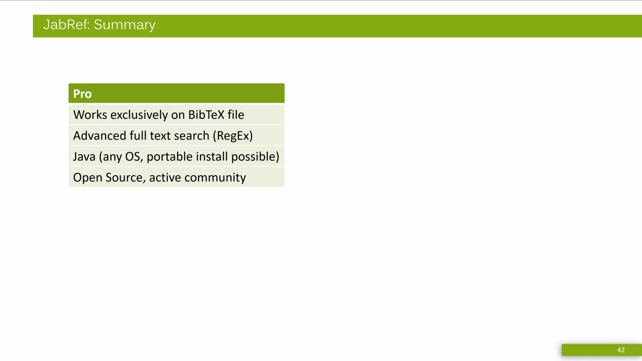In summary, the strong points in favor of JabRef are definitely it only needs a simple plain text BibTeX file, no matter how large it is or no matter how small it is. It offers some advanced features like full text search, bulk editing capabilities, lookup and completion features. It runs on Java, so it can also be installed on different operating systems and in a portable mode. So you do not necessarily have to install the client application on your system. It's open source and has a quite active community.